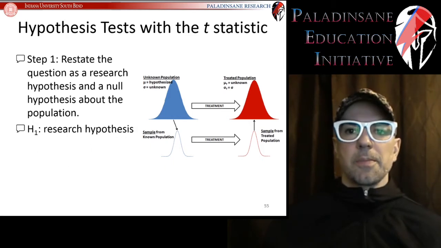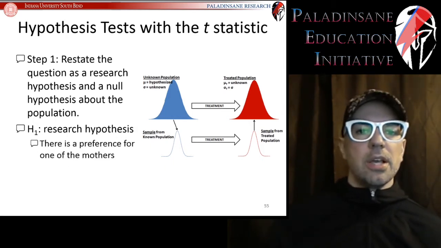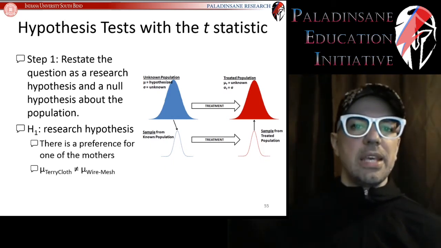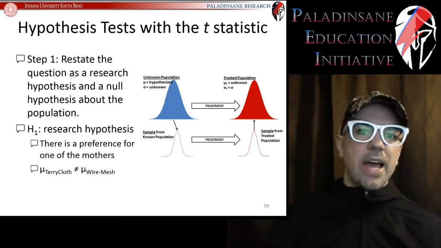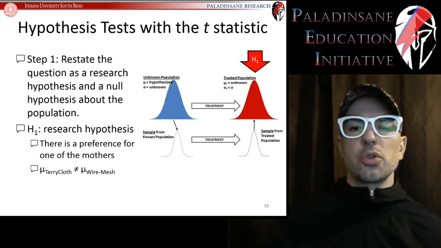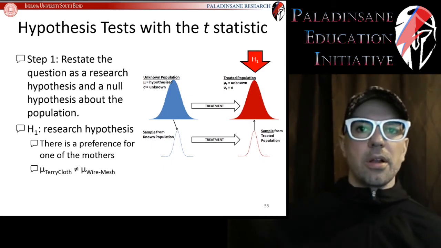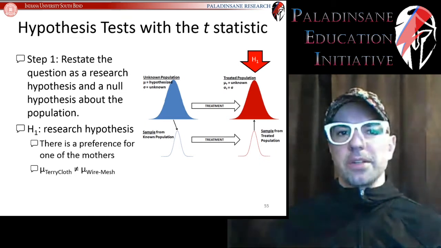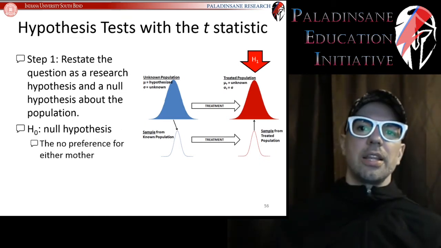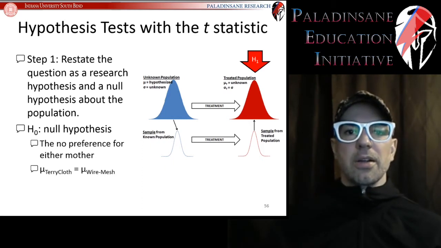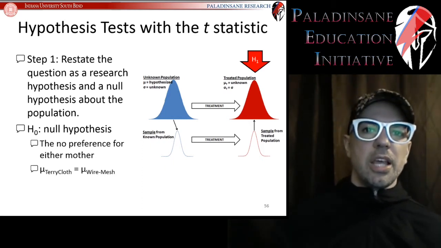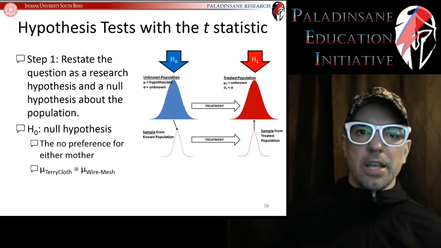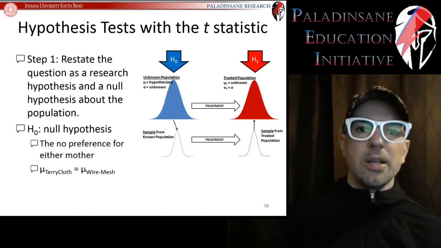So our research hypothesis is going to be that there is a preference for one of the mothers, and we can write this out as the mean time spent with the terry cloth mother does not equal the mean time spent with the wire mesh mother. And if that's the case, then our monkeys belong to this treated population where they prefer one mother more than the other. On the other hand, if there is no preference for the mothers, if the null hypothesis is true and there is no preference for the mothers, then the mean time spent with the terry cloth mother is going to equal the mean time spent with the wire mesh mother. And that means that our monkeys belong to the unknown population, to that hypothesized untreated population.